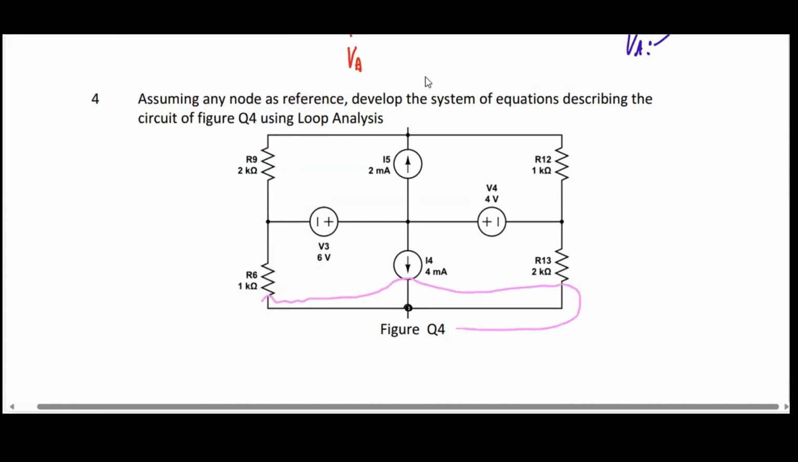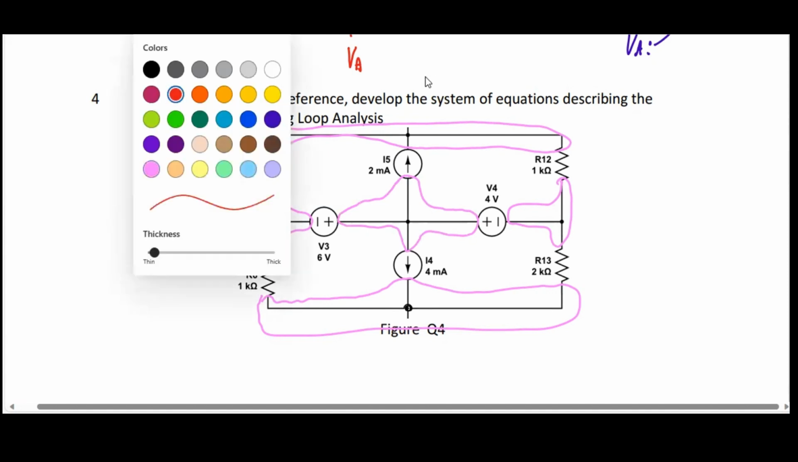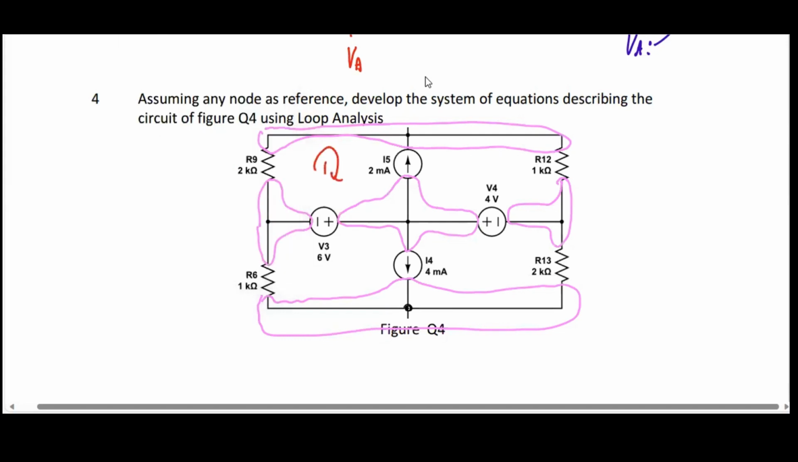So you draw that line for the node. What else has a node? You have a node here, a node up here, a node here, and this node in the middle. Just to recap, if I had to draw the loops in this one, there's a loop here, a loop here, a loop here, and a loop here. So we have four loops and five nodes.